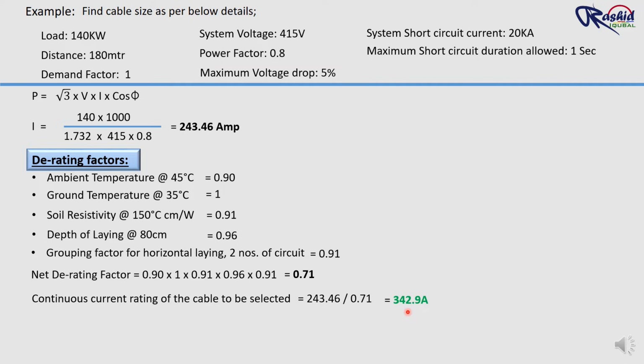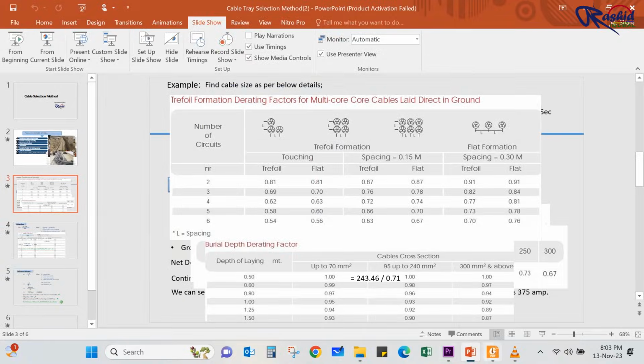This is our continuous current rating as per our condition. So after getting this continuous current rating of cable, 342.9 ampere, from the catalog we have to select a cable whose carrying capacity is more than 342.9 ampere. So from the catalog, we can select the cable size.